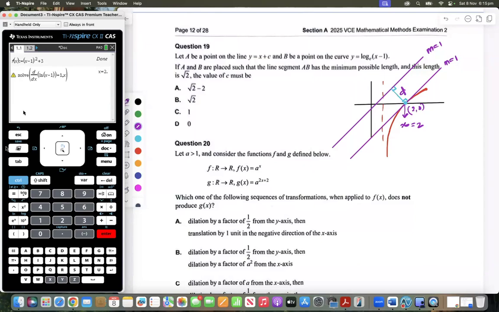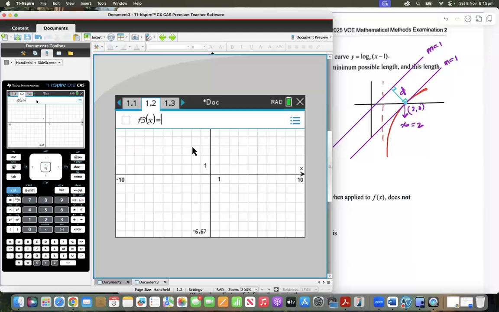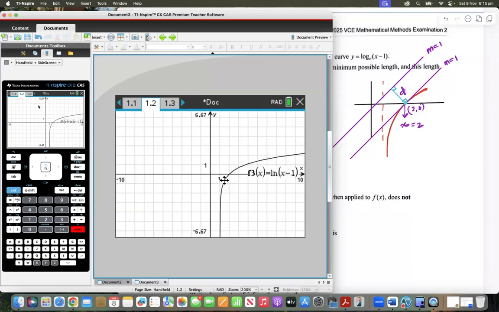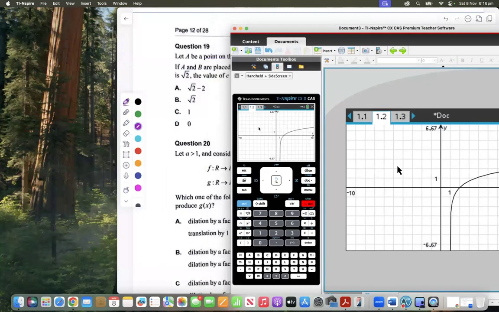Actually, we can sketch it in the calculator. I think that's much easier than using the other method. Let's make the screen bigger. Let's add a new graphing sheet. My first graph is log(x minus 1). Yeah, this is the point.